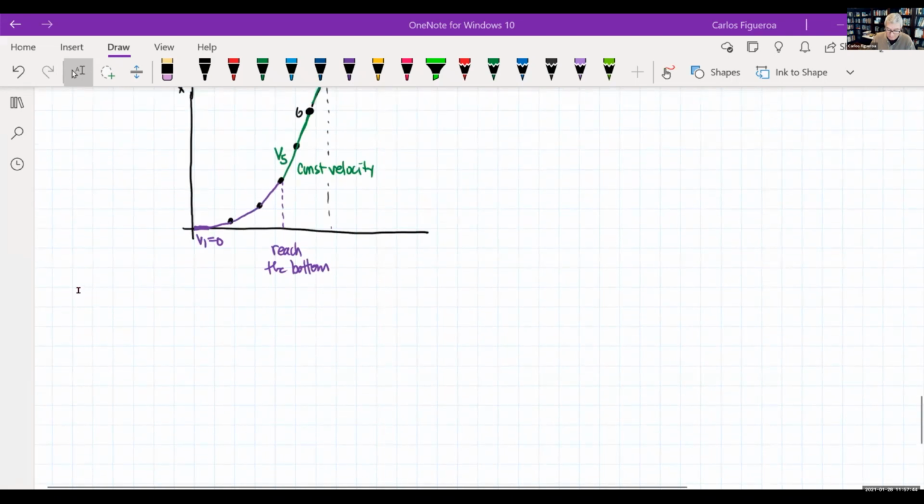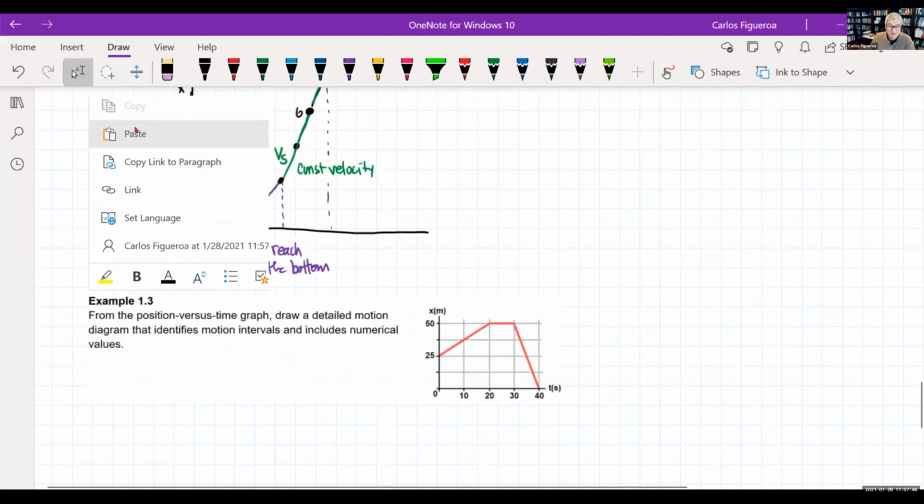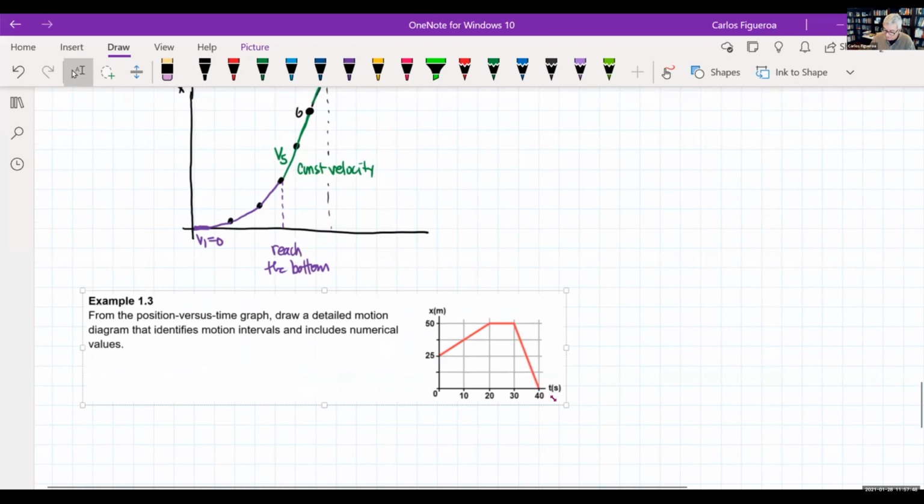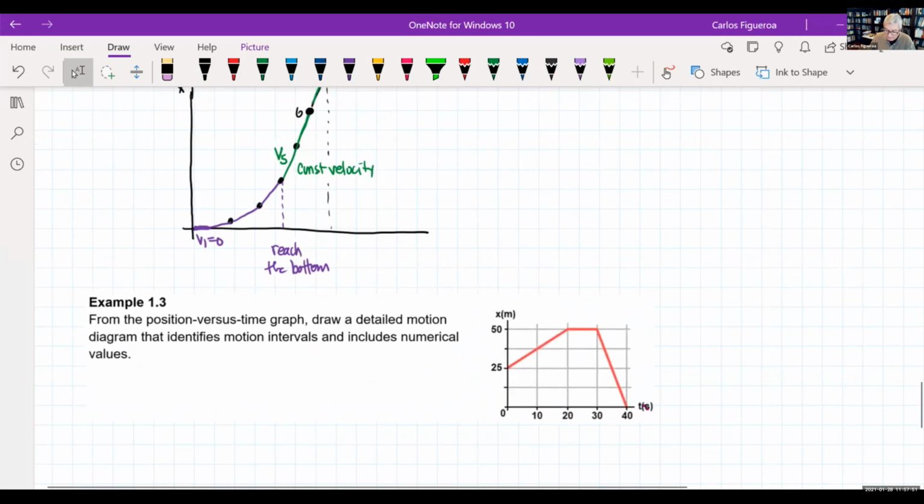I want to do one more example, but this time I want to start with the graph and then go towards the motion diagram. Okay, and if we do that, what I want you to do for a moment is think about what this graph actually means. So when you're looking at this graph, what are you seeing here?